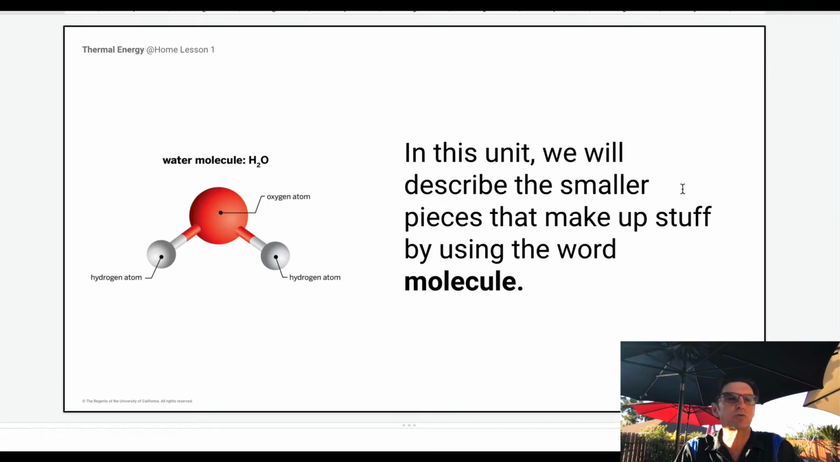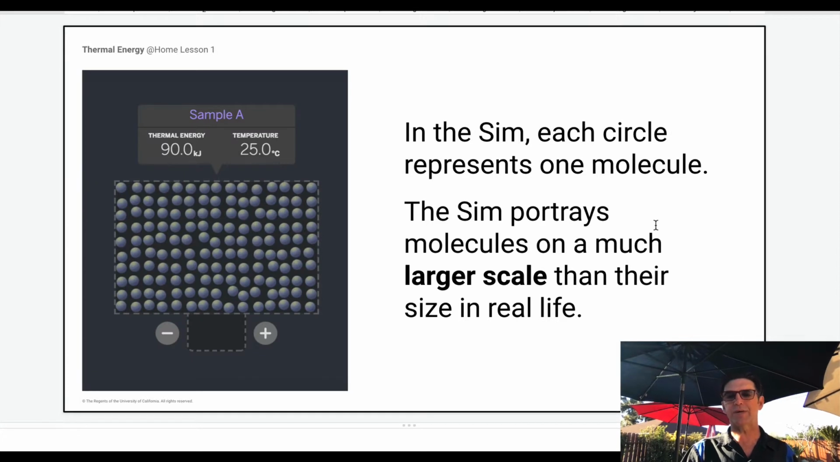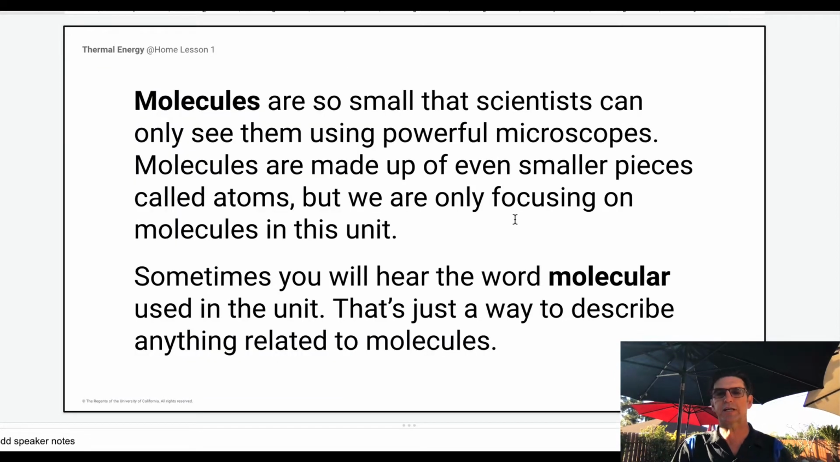In this unit, we will describe the smaller pieces that make up stuff by using the word molecule. In the sim, each circle represents one molecule. The sim portrays molecules on a much larger scale than their size in real life. Molecules are so small that scientists can only see them using powerful microscopes. Molecules are made up of even smaller pieces called atoms, but we are only focusing on molecules in this unit. Sometimes you will hear the word molecular used in this unit. That's just a way to describe anything related to molecules. Can you say molecular? Say it. Molecular. Molecules. Good job.